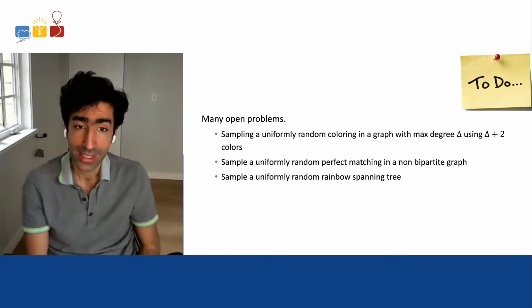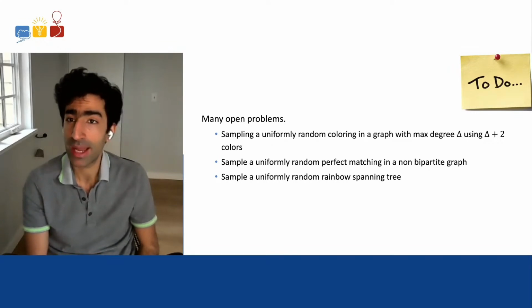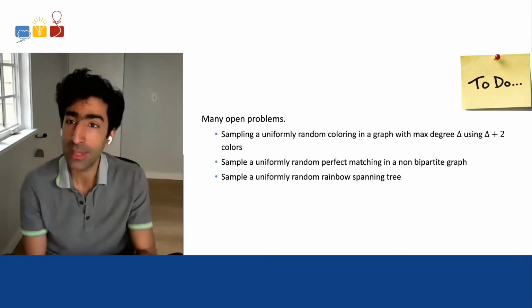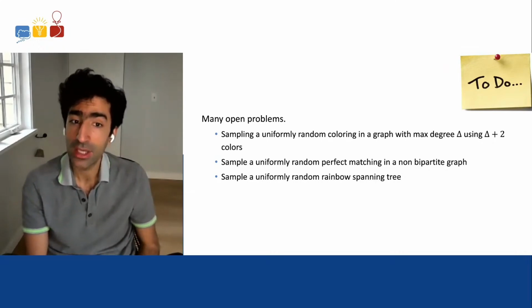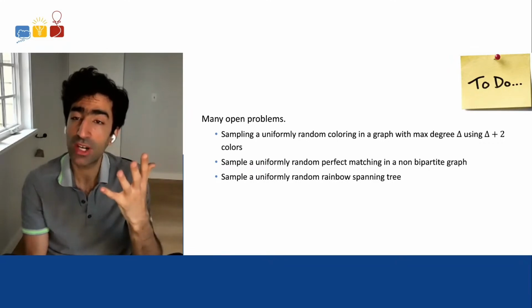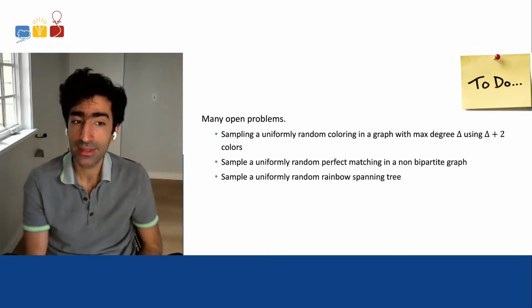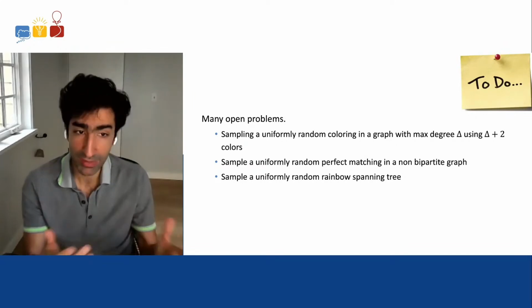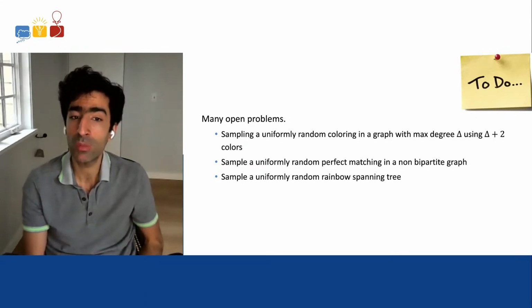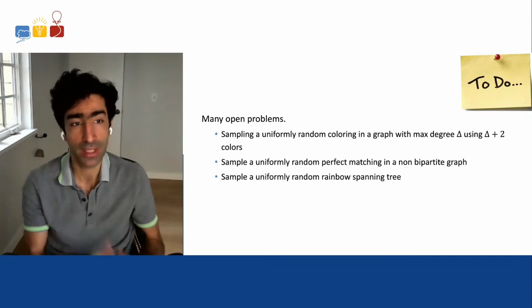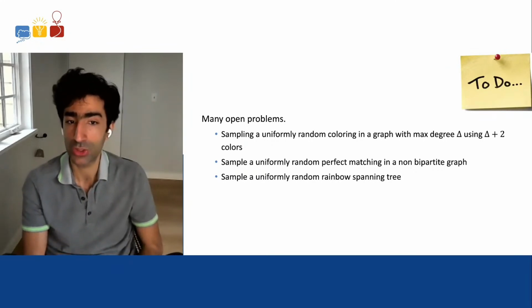And the last one is to sample a so-called rainbow spanning tree. Here you're given a graph G, you color its edges with n-1 different colors. A rainbow spanning tree is a tree where all of the edges have different colors. And the problem is, given a graph, can you sample a uniformly random rainbow spanning tree? That's another open problem. We have no idea how to solve it.